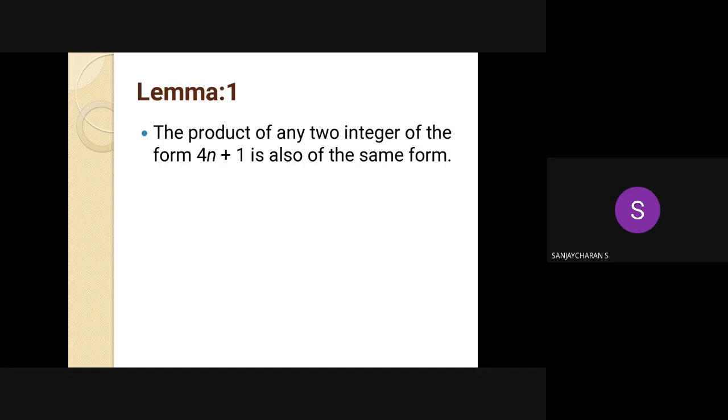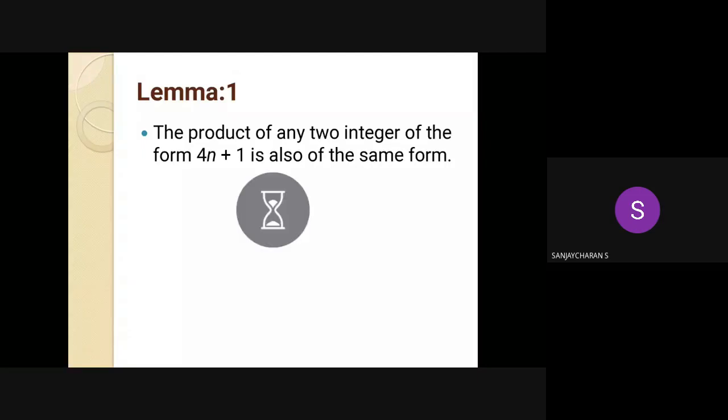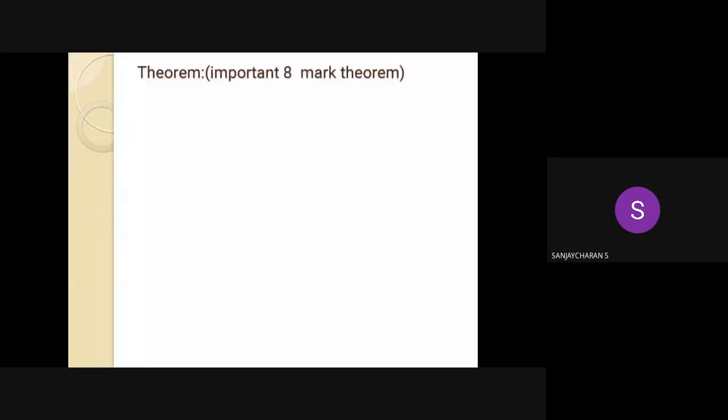This lemma I am going to use in the next theorem. Theorem: the important 8-mark theorem. This is the most wanted theorem, so I gave it the attention symbol. The statement is: there are infinitely many primes of the form 4n plus 3.